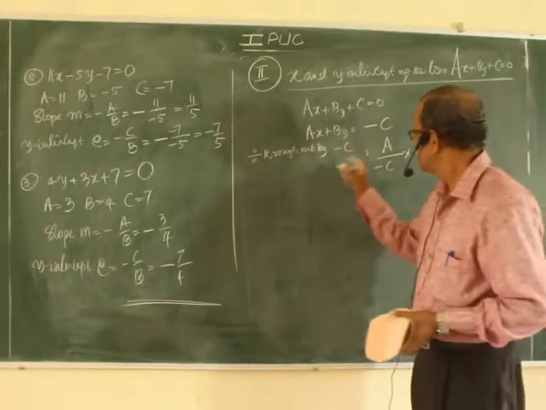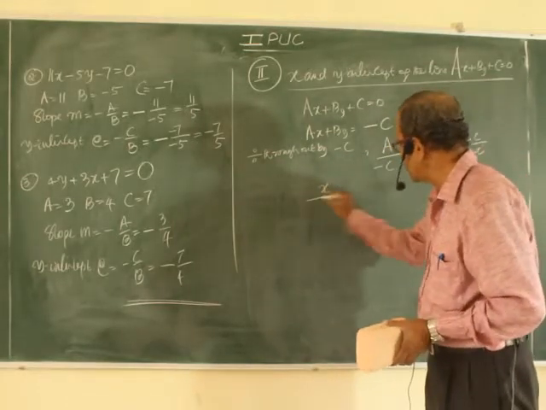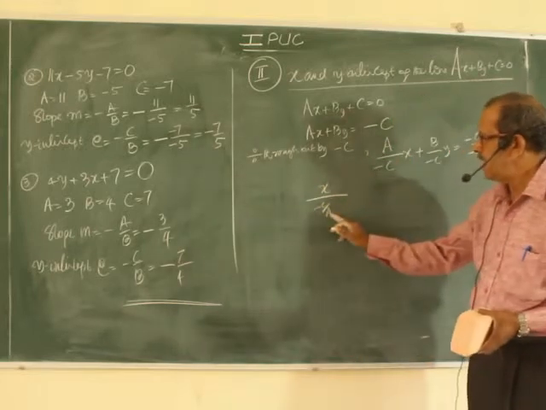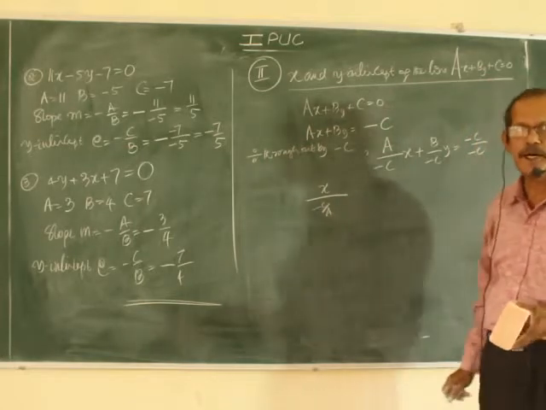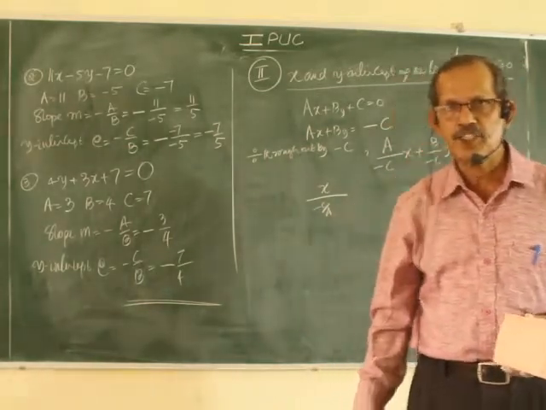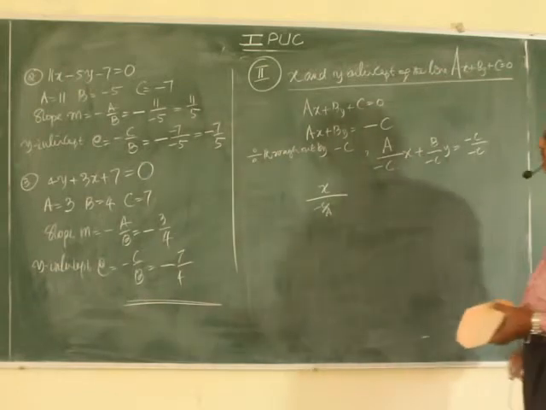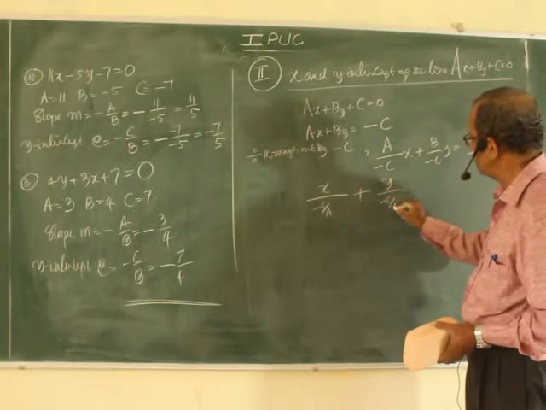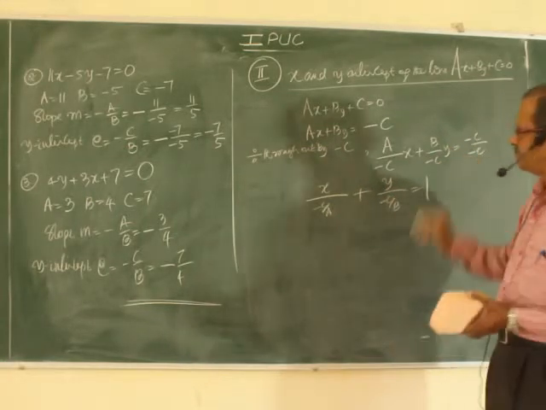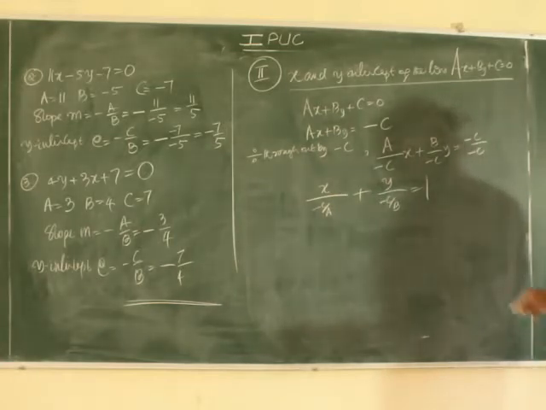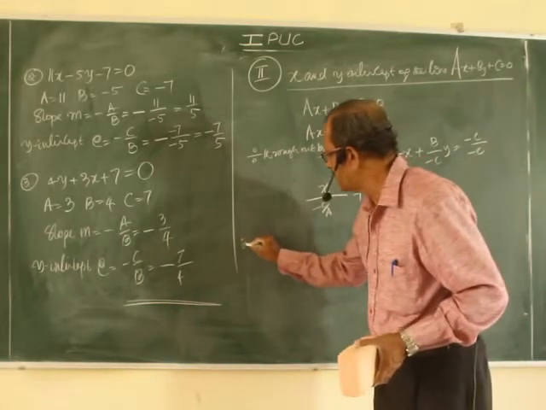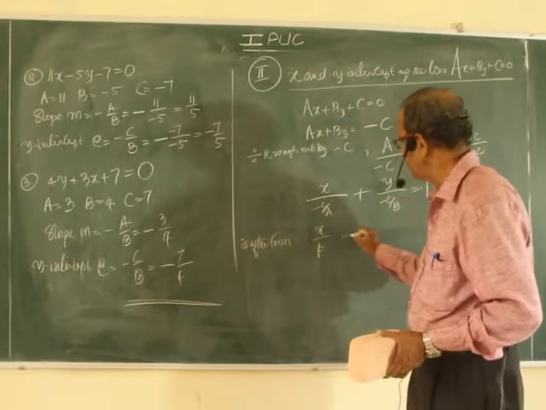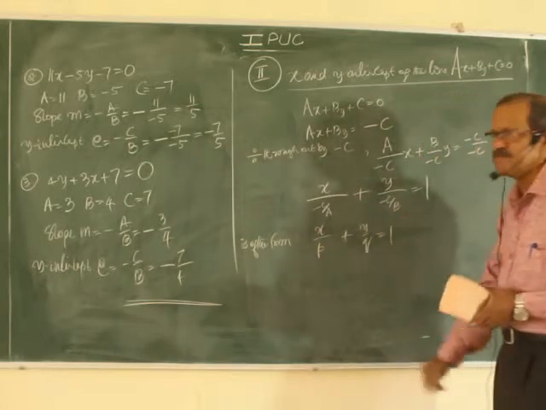Or this can be written, careful, x divided by minus c by a, correct? This a goes to the numerator. Actually when you multiply this, a goes to the numerator. Dividing by a fraction means multiplying it by the reciprocal. Plus y divided by minus c by b equal to 1. This is of the form, which form? x by p plus y by q equal to 1.